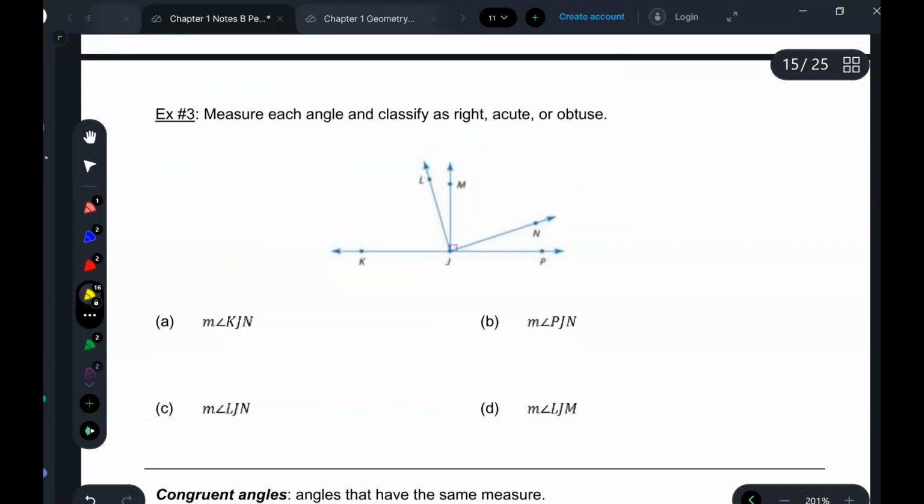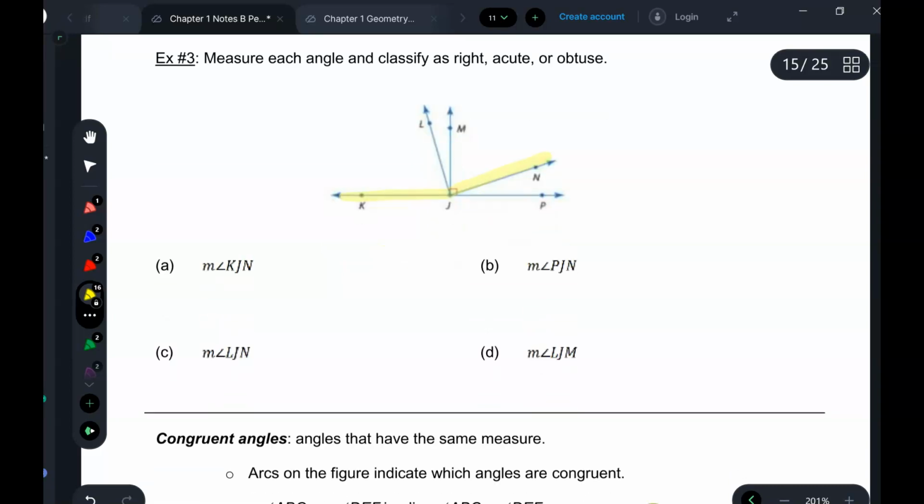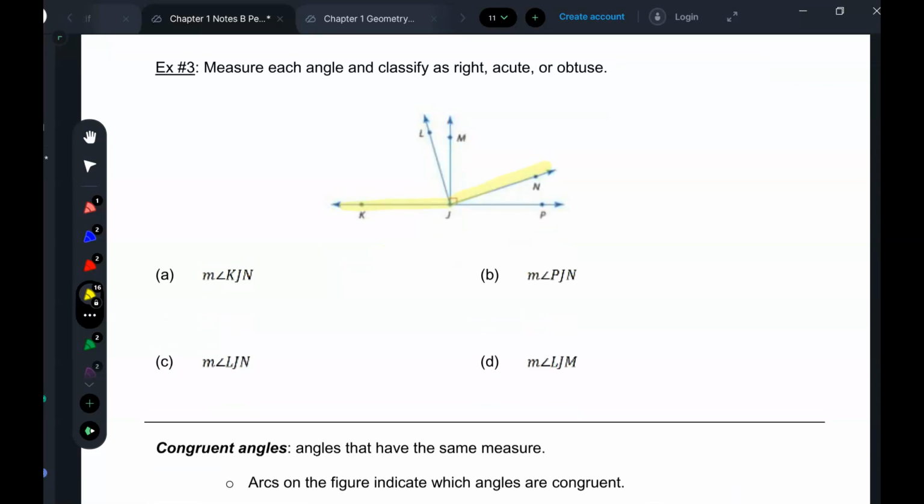Okay, so let's look at this page. We want to measure each angle and classify it as right, acute, or obtuse. It's helpful to trace over it. Let's see, K, J, N. So there, I traced it. What do you think? That's definitely obtuse.